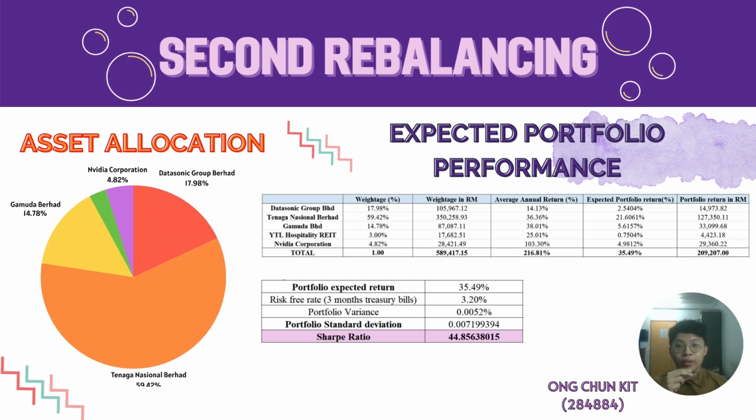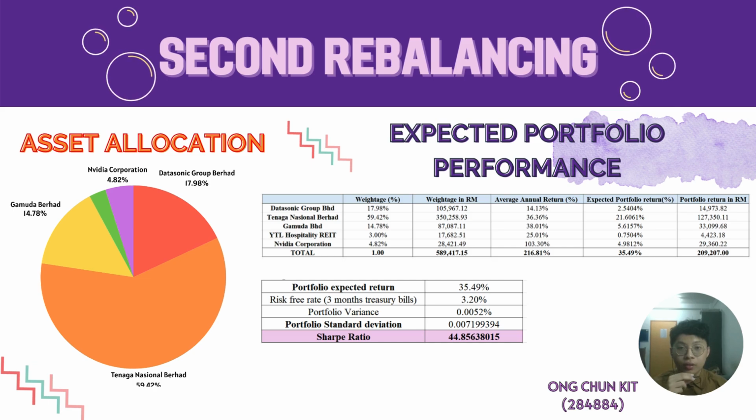Okay, the figure above illustrates the asset allocation for the second rebalancing. Based on the pie chart, we can clearly see that there is a big difference compared to the previous allocation. Malayan Banking Berhad has been sold out and replaced by NVIDIA Corporation. This is because Malayan Banking Berhad had the lowest holding period return that we gained.